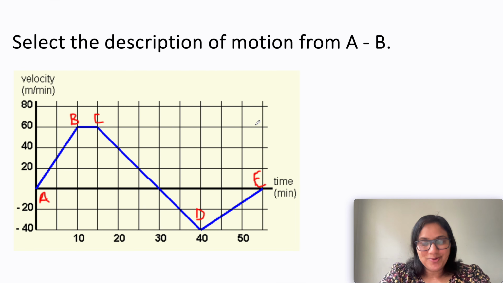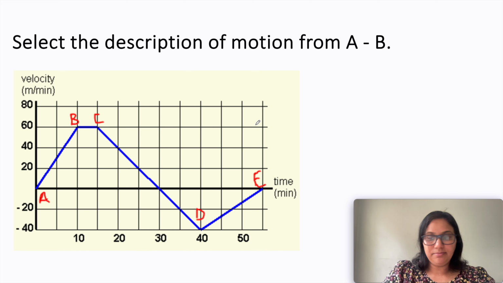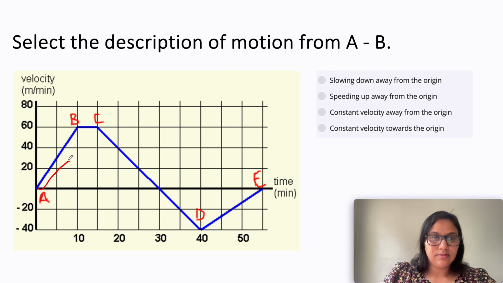Now let us look into another example. So this is again a velocity time graph. Here the velocity ranges from 20 to 80 on the positive y-axis and 20 to 40 on the negative y-axis. The time axis is taken as 0 to 50 minutes. Select the description of motion from A to B. What is the motion from A to B?